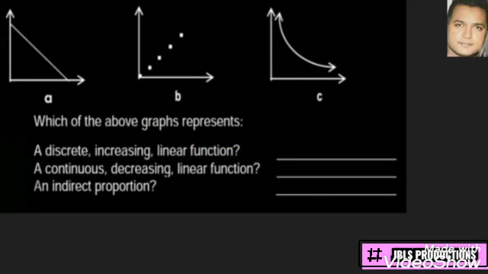Looking at the word discrete, I know it's an unusual word for some, but I normally tell my learners, remember the D from discrete and the D from dots. So if the graph has a dot like B, you know that this is a discrete graph.